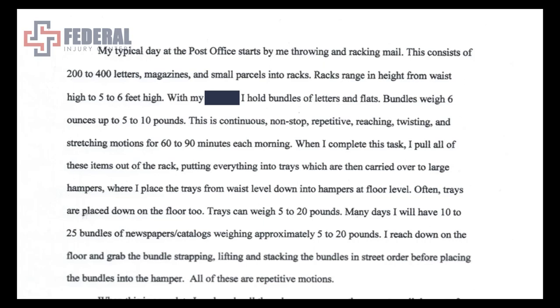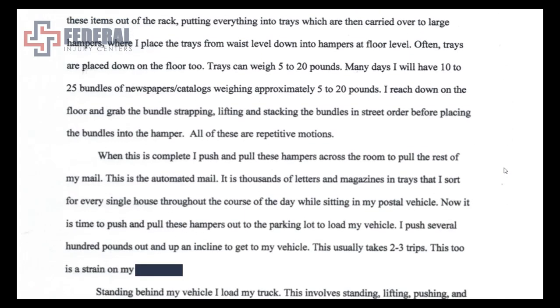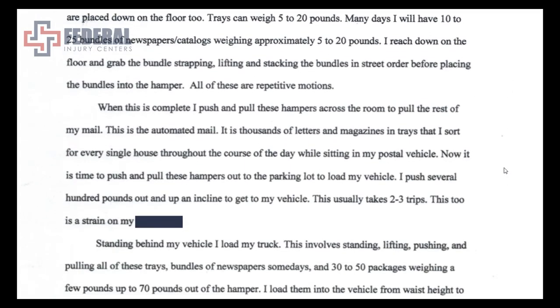When I complete this task, I pull all of these items out of the rack, putting everything into trays, which are then carried over to large hampers, where I place the trays from waist level down into hampers at floor level. Often trays are placed down on the floor too. Trays can weigh 5 to 20 pounds. Many days I will have 10 to 25 bundles of newspapers, weighing approximately 5 to 20 pounds. Reach down on the floor and grab the bundle strapping, lifting and stacking the bundles in street order before placing the bundles into the hamper.